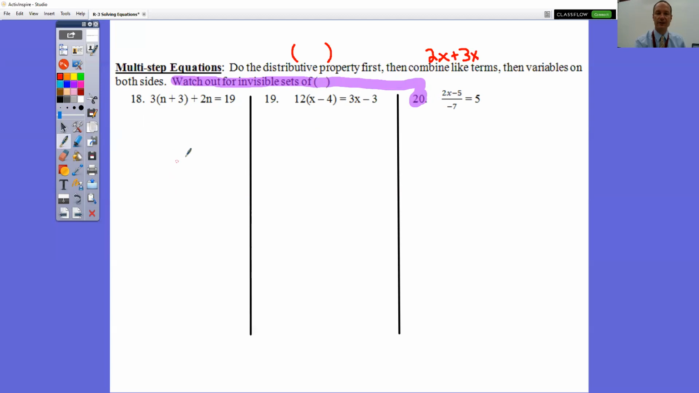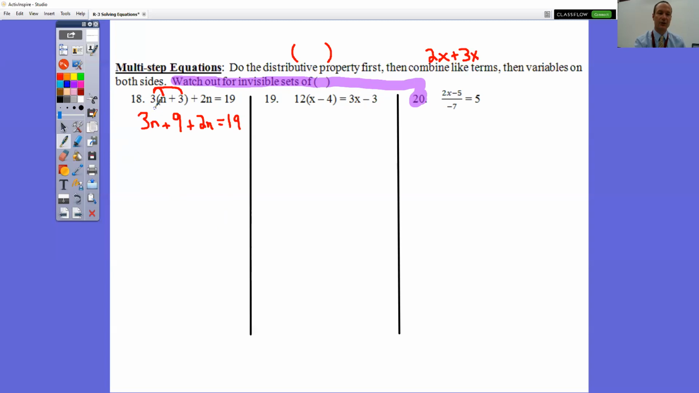In number 18, when we go to solve it, we want to look for the distributive property first. So the first thing that we want to do is get rid of these parentheses. We get rid of the parentheses by distributing. Multiply the number on the outside by both of the things on the inside. So we have 3 times n. 3 times n is 3n. We have 3 times 3. 3 times 3 is 9. So we did the distributive property to get rid of those parentheses. Bring down everything else that you didn't use yet. So bring down your plus 2n, bring down your equal sign, bring down your 19.